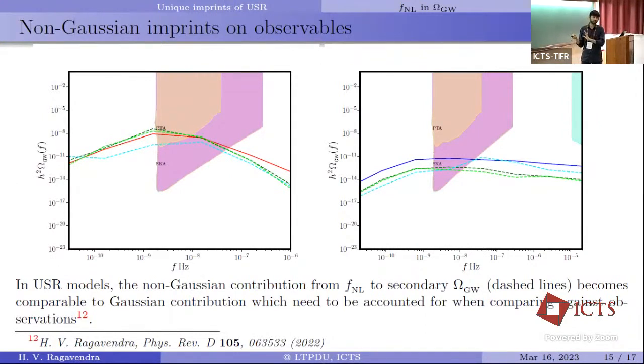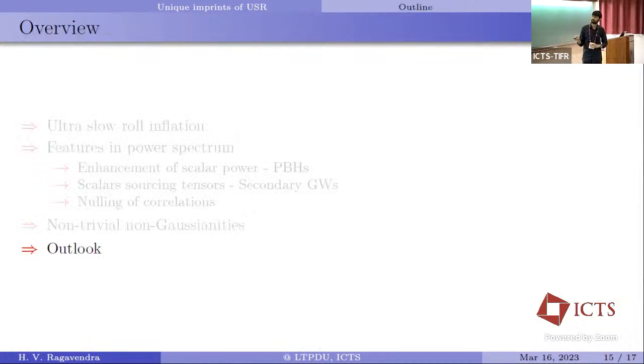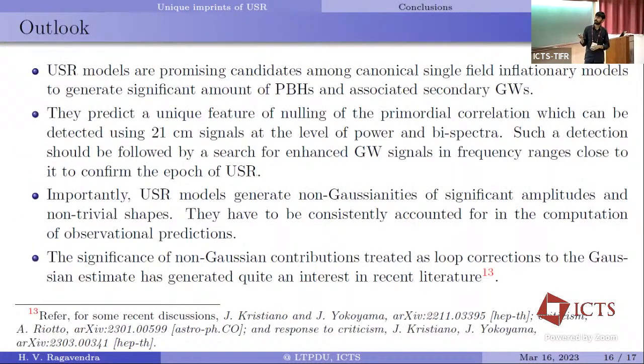All I'm trying to drive at is non-Gaussian contributions are indeed significant in the computation of ultra-slow roll models, and one has to consistently take them into account in the computation of observables, with which I will conclude my talk, summarizing the salient features: that ultra-slow roll models are promising candidates. They produce significant amounts of primordial black holes and secondary gravitational waves. We already know that, but they also predict a unique feature of nulling of primordial correlations, which can be gleaned only in linear probes such as 21 centimeter from dark ages.